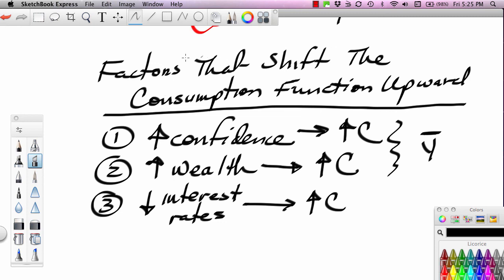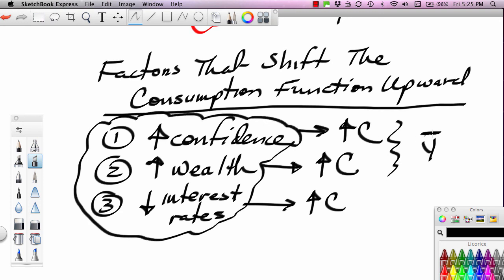Okay, so all of these factors here, these are non-income factors. These are factors other than income. Income is being held constant. All of these factors actually affect consumption. In conclusion, changes in income move us along the consumption function. Changes in non-income factors like confidence, wealth, and interest rates shift the consumption function.